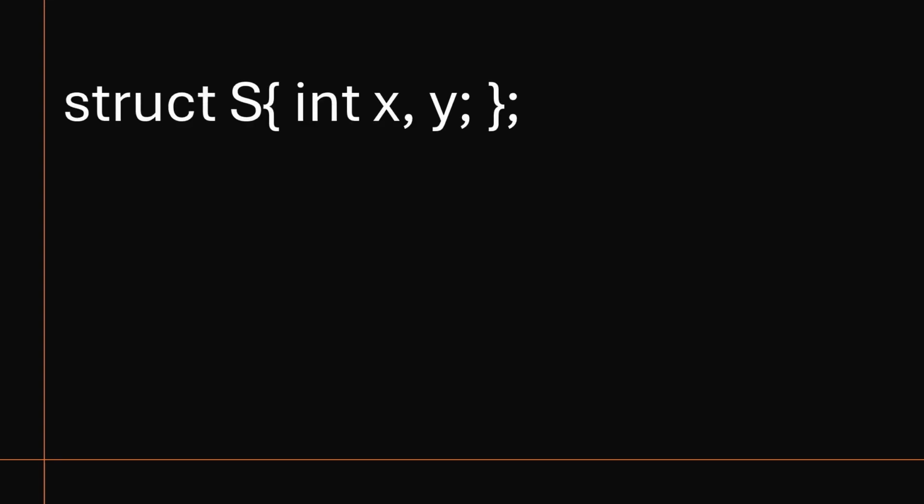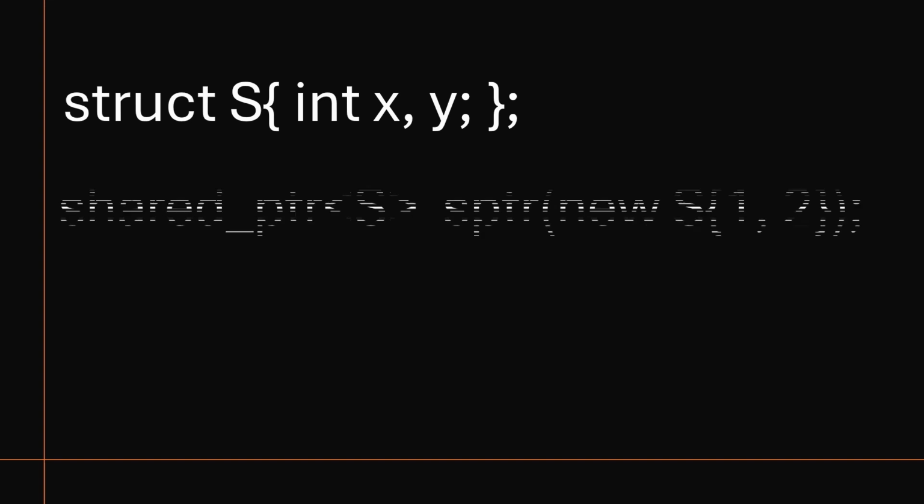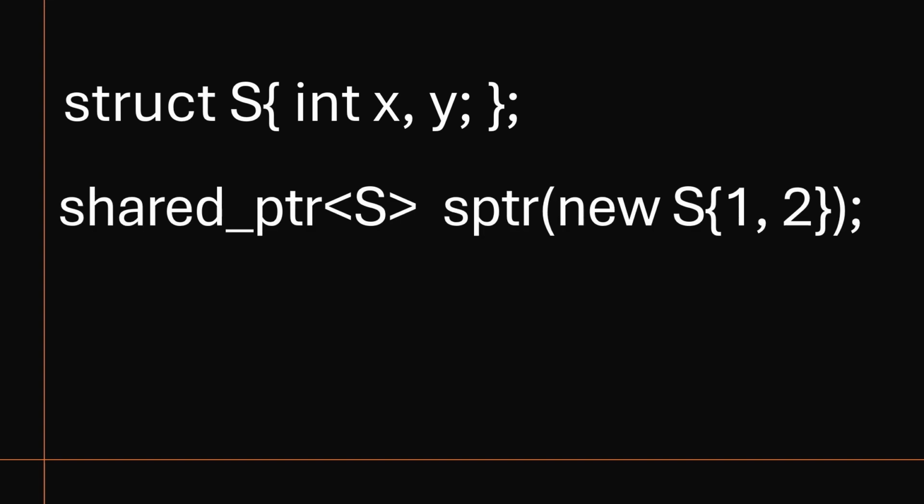Let's say that we have a struct S that has two integers, x and y. And let's say we want to allocate a shared pointer out of this struct. If we want to use the constructor of the shared pointer, we need to provide it with a pointer to S. Here we are using new and allocating S with initialization of 1 and 2. But what happens when you do that? What happens in the memory? How is the shared pointer actually built?